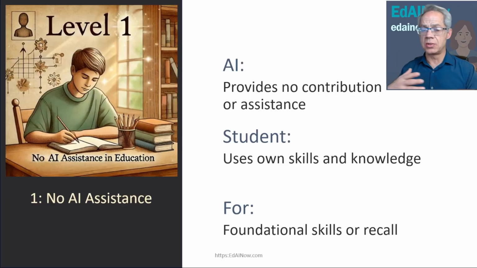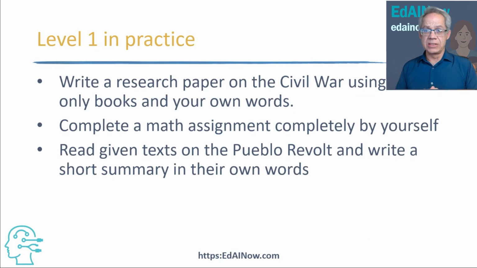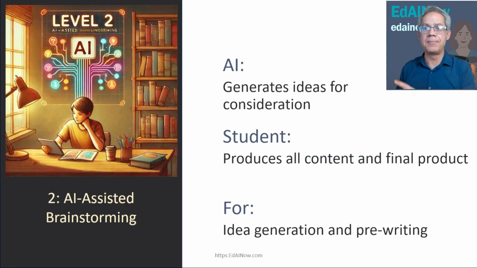The student must use his or her own skills and knowledge and abilities, and we're going to use this primarily when we're trying to assess students for their foundational skills or anything that requires recall by the student. That's level 1. Now, what does it look like in practice? Here's a math assignment, do it on your own. Here's your research topic, and over there are your resources. Go and write your own paper, or take these texts and give me a summary in your own words. So that's level 1 in practice, no AI.